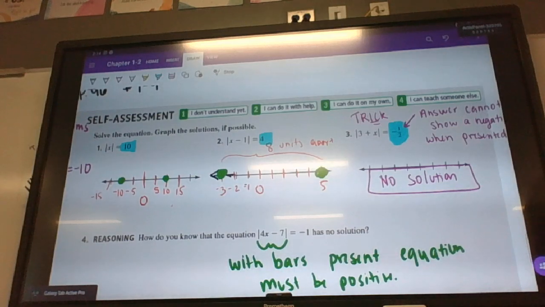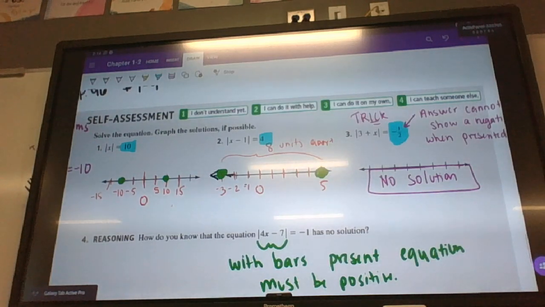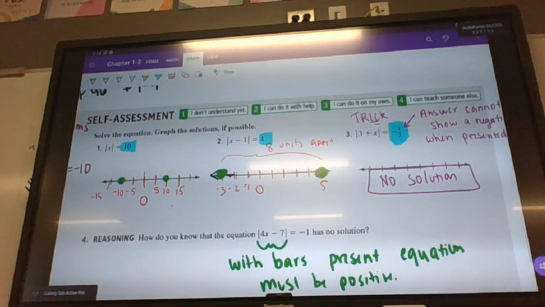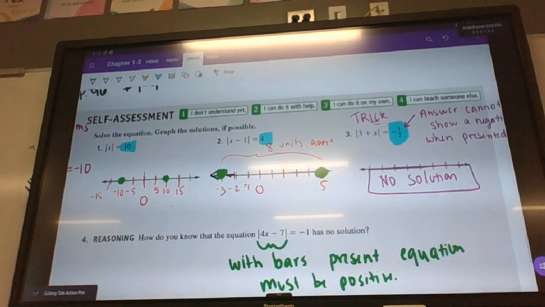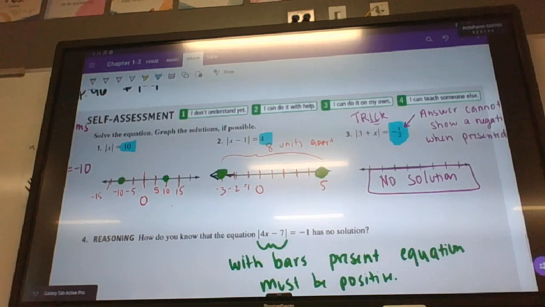Okay. That's it for classwork. That's it for notes. You guys are on assignment up until dismissal, which is page 51, number 1 through 14.